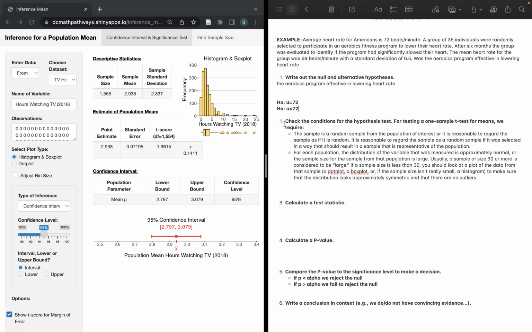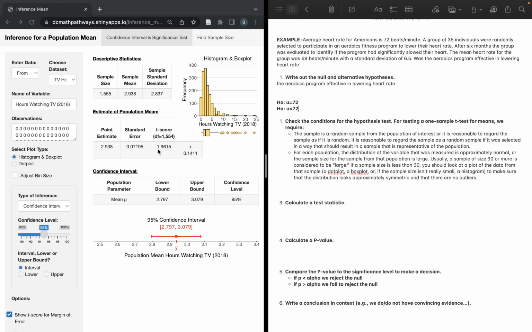Then we need to check our conditions. First we need to know if it's a random sample. It says they were randomly selected, so that should be good. Then we need to know if it's normally distributed or if the sample size is large enough. Our sample size is 35, so it's greater than 30, so we are good with our conditions.